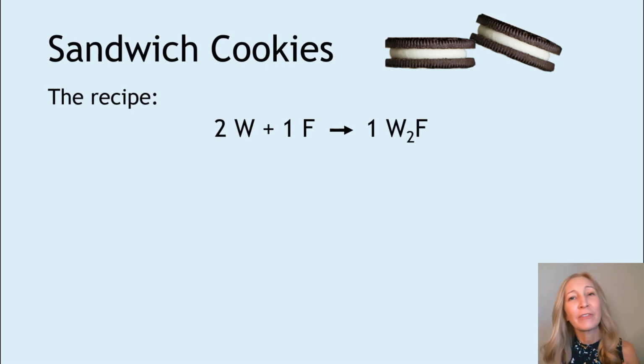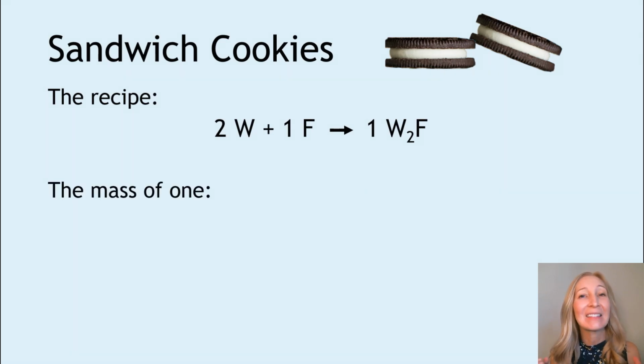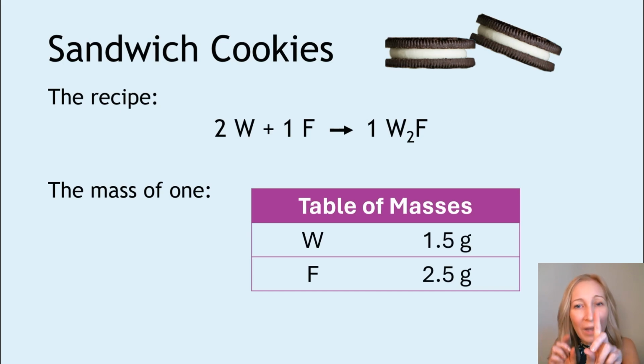This will allow you to figure out how many frostings you have, and then you can use that number to figure out how many cookie sandwiches you can make. So here is a table that tells us the mass of one. Notice here the wafers each have a mass of 1.5 grams, and the frostings each have a mass of 2.5 grams. We will use this table and the equation to answer the question I just asked.